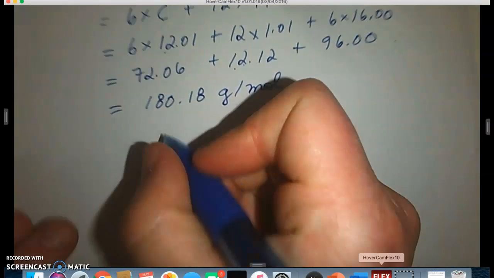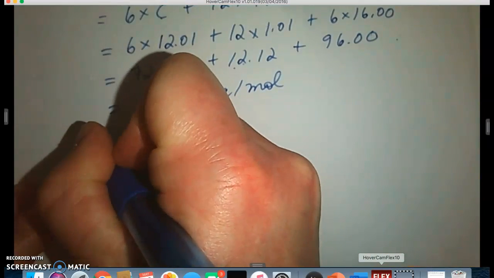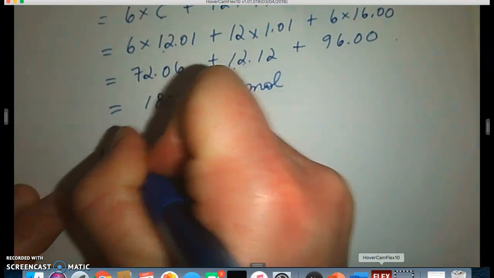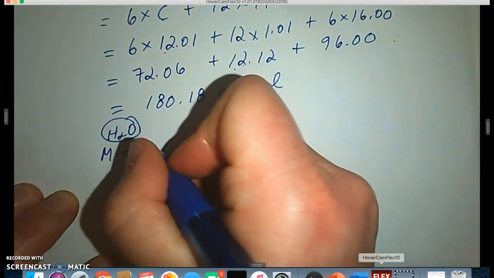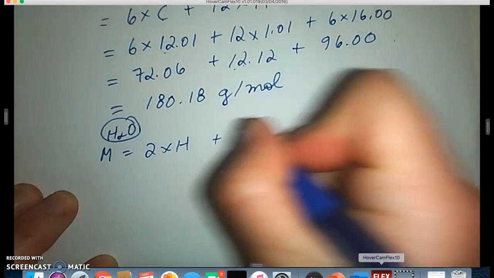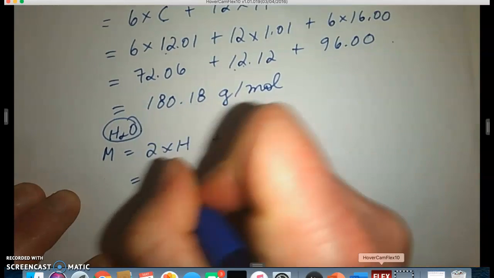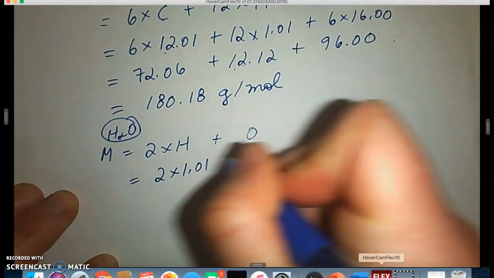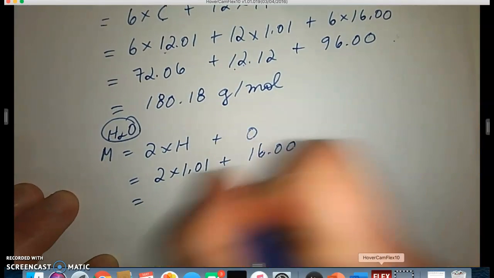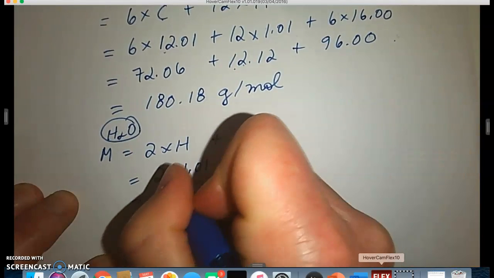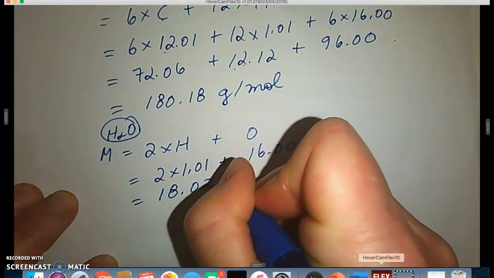Right here, so I want to know the molar mass of water. Water is H2O. So that means I'm going to need 2 hydrogens plus an oxygen, which is 2 times 1.01 plus 16.00, which is, when I type that all into my calculator, 18.02 grams per mole.